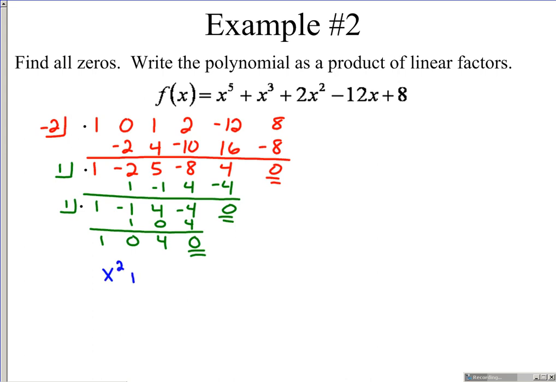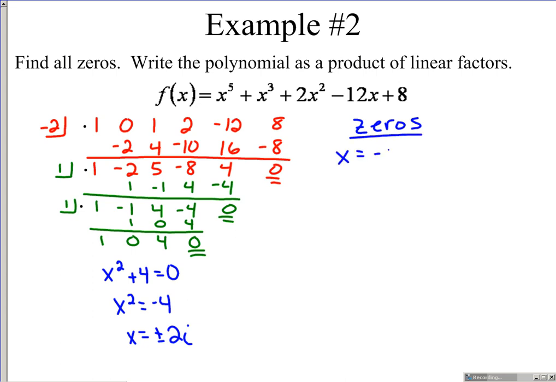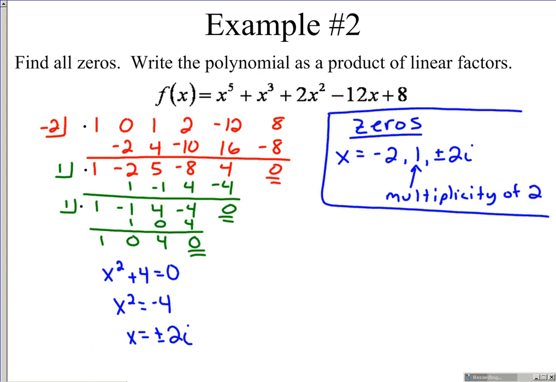x squared plus 0x plus 4 equals 0. To solve, take the square root of both sides, and we get plus or minus 2i. So the zeros of this function are x equals -2, 1, plus or minus 2i, and we know that 1 has a multiplicity of 2. So there are all the zeros.